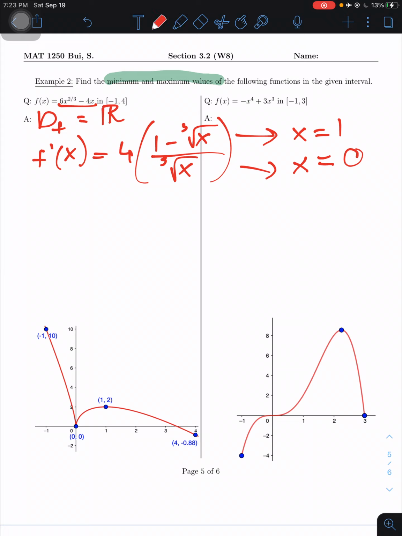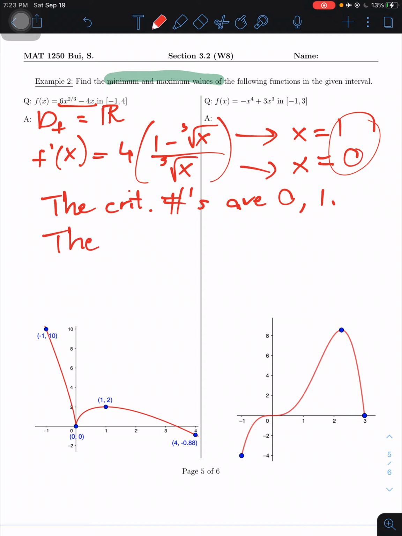Okay, so now just confirm what we have so far in here. We have the critical numbers, which are 0 and 1 from before. Okay, and then we also have the endpoints, which are given from the problem. The endpoints are, what is it, -1 and 4, right? So we have -1 and 4. Okay, so how many x's do we have in here?